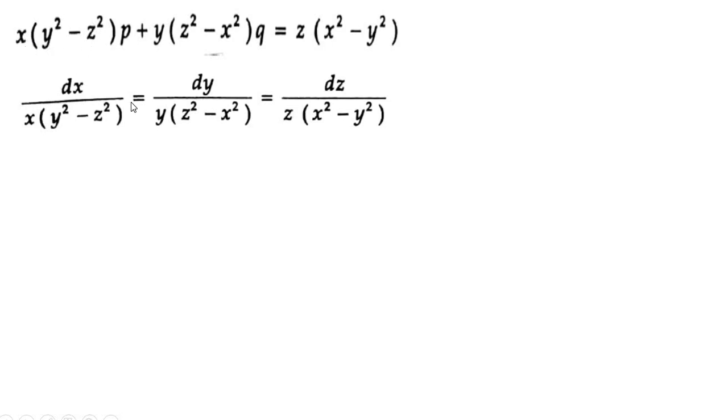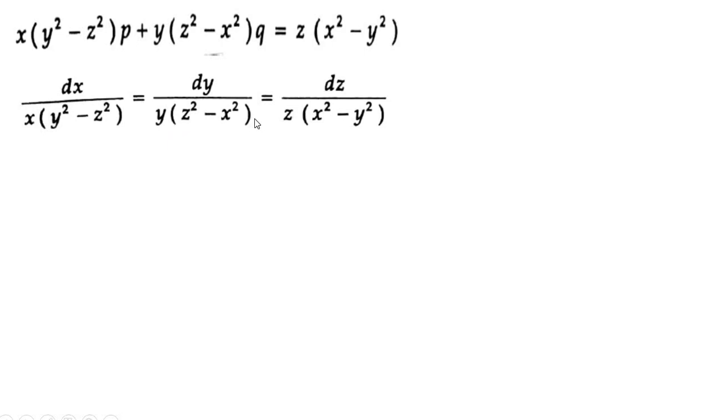So dx by capital P equal to dy by capital Q. In the place of capital Q you have y(z² − x²), and in the place of capital R you have z(x² − y²). So what can we do here? When you multiply this x inside the bracket, what do you get? x into y² is xy², x into z² is xz². Here you are multiplying y inside the bracket, so that will be x²y, xz²y, right?